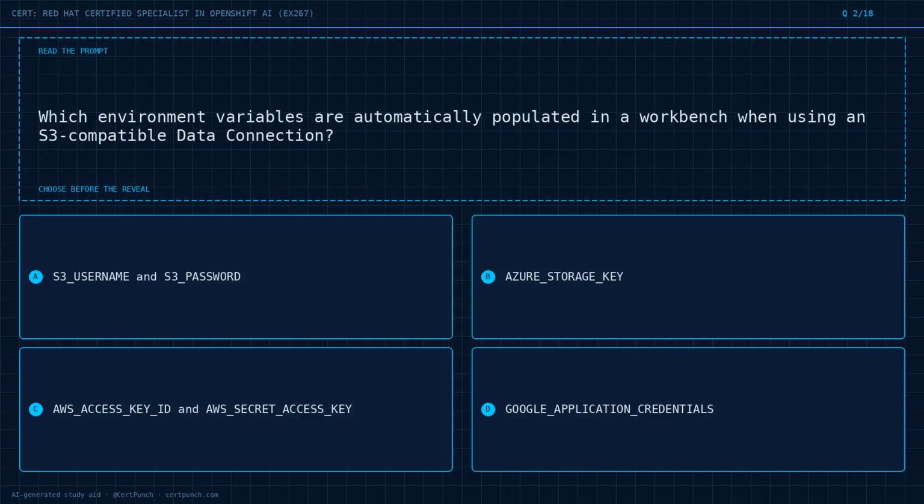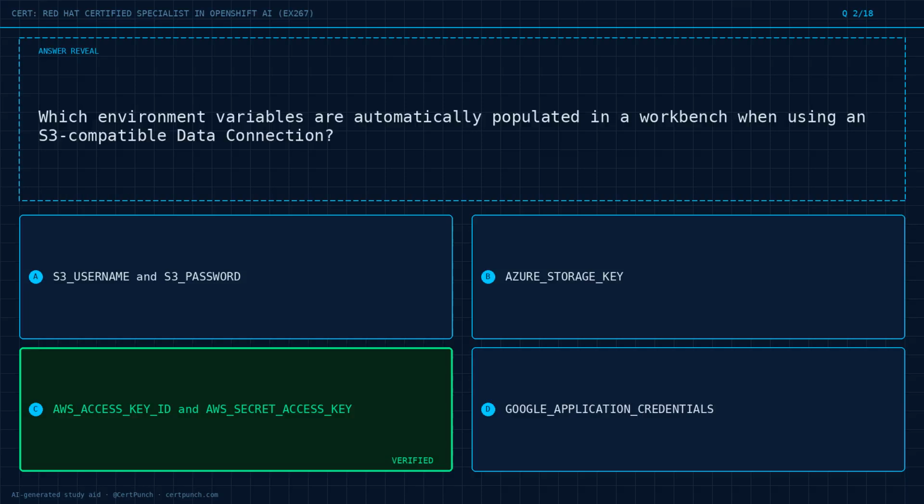Question 2 of 18. Which environment variables are automatically populated in a workbench when using an S3 compatible data connection? Option A, S3 username and S3 underscore password. Option B, Azure storage key. Option C, AWS access key ID and AWS secret access key. Option D, the value shown on screen. Lock in your pick before the reveal.